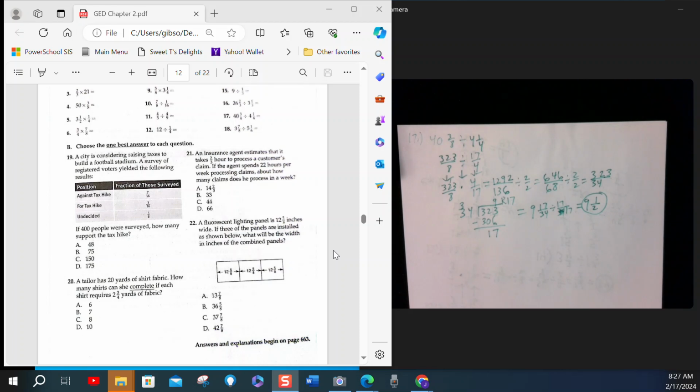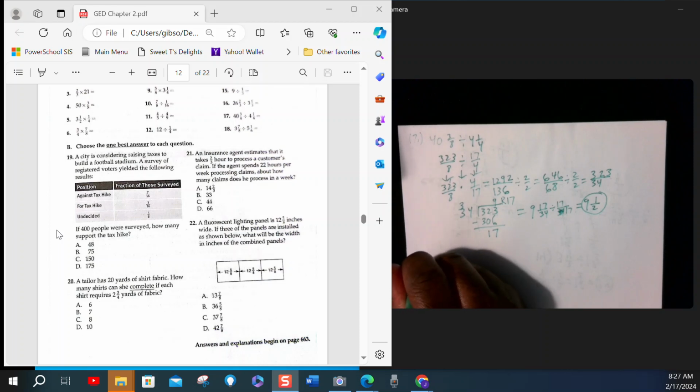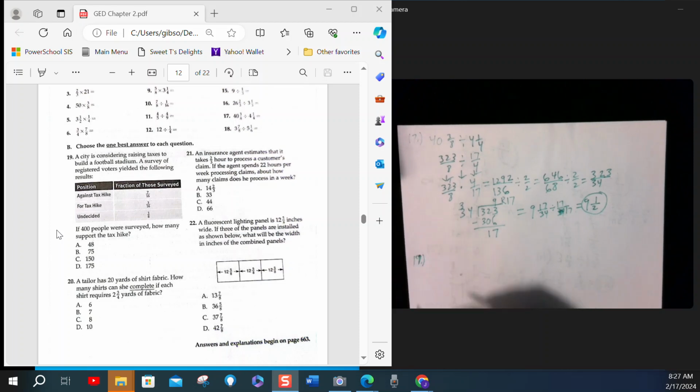Okay, so we'll see the ones that support the tax hike is the one that says for tax hike. So this is problem 19. We would take the 400 and multiply it by the tax hike, which is 3 over 16. So we know we will make this 400 to be 400 over 1 times 3 over 16. So we'll say 400 times 3, which is 1200. And then we will divide that by 1 times 16, which is 16.